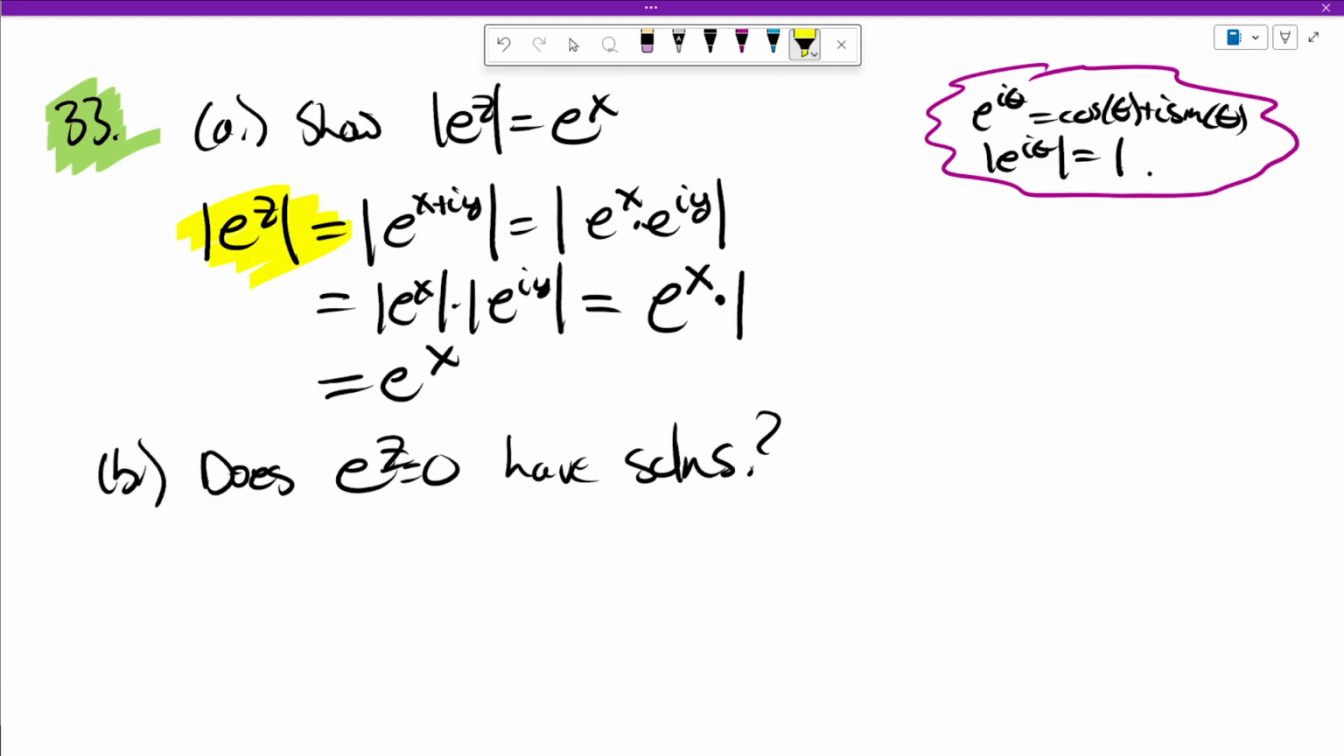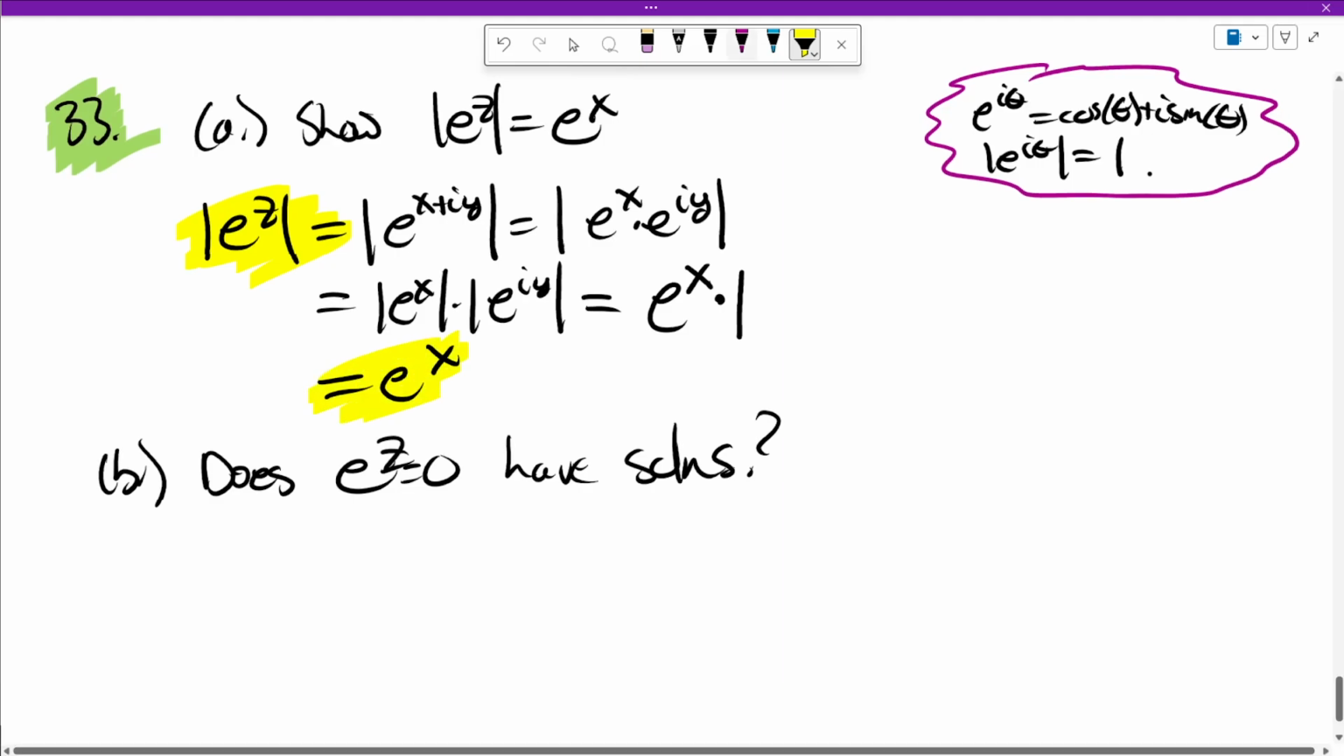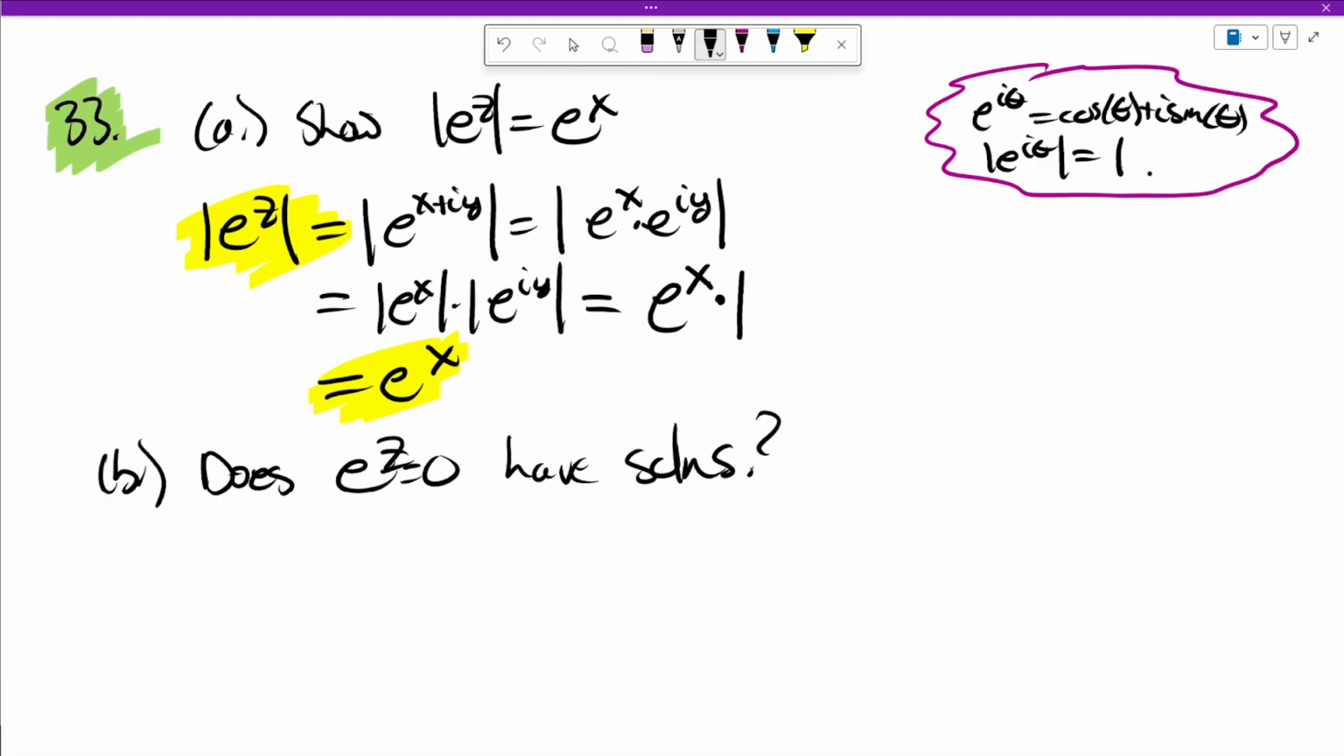So let's highlight that. Now, part B is asking, does e to the z equal 0 have solutions? We know that's false for real numbers. So if z was x, that would be false. Namely, e to the x is always positive. And so the question is, is there a difference now that we're in the complex realm? And we're going to find the answer is no.